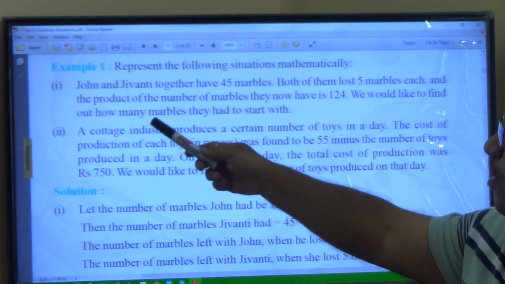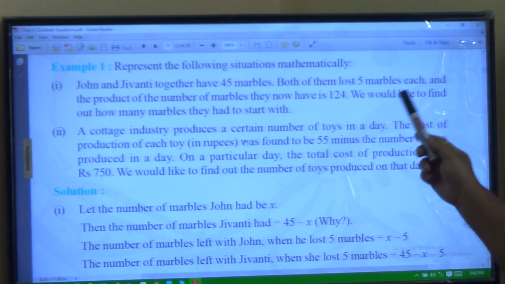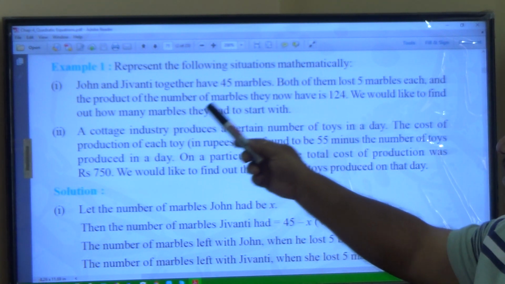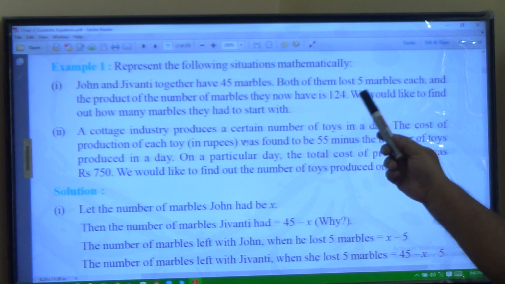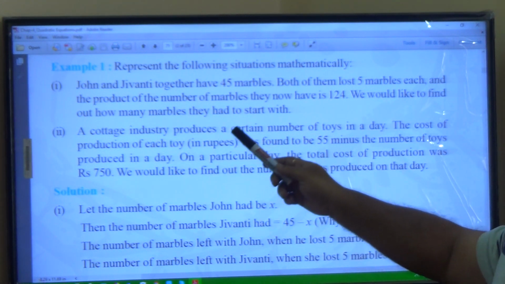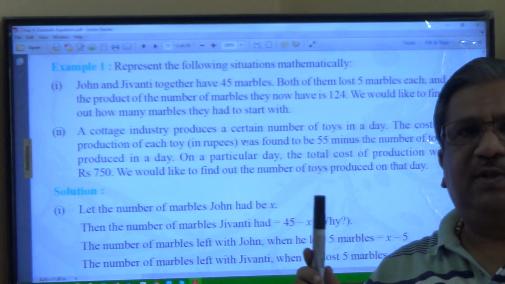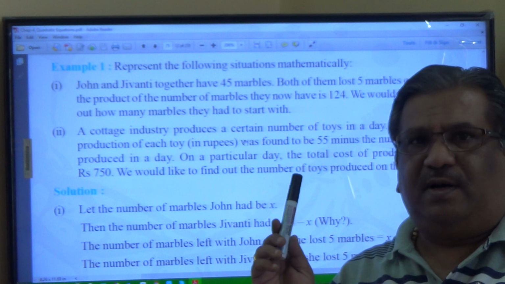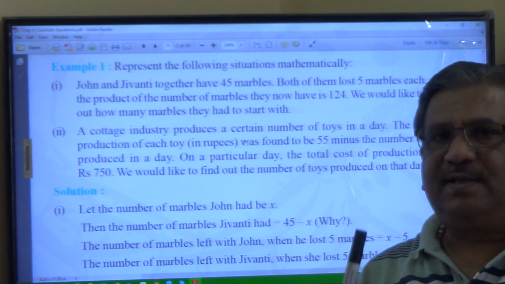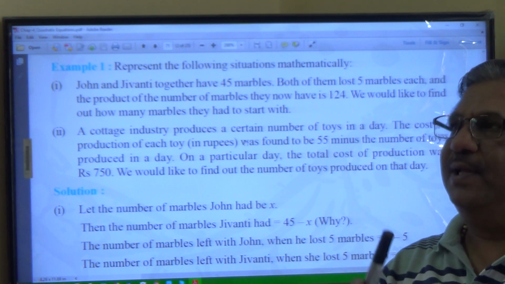First one: John and Jeevanti together have 45 marbles. Both of them lost 5 marbles each, and the product of the numbers of marbles they now have is 124. We would like to find out how many marbles they had to start with. This is the first question. I'll read both the questions for you. Whenever I talk about these numericals, I request you to hold the textbook in front of you, and please have a look at the same.